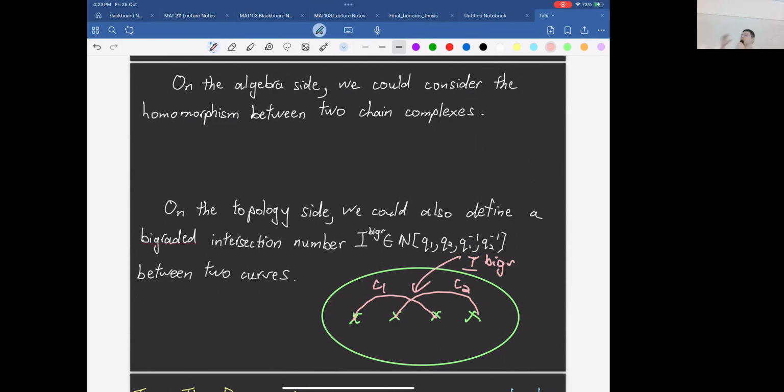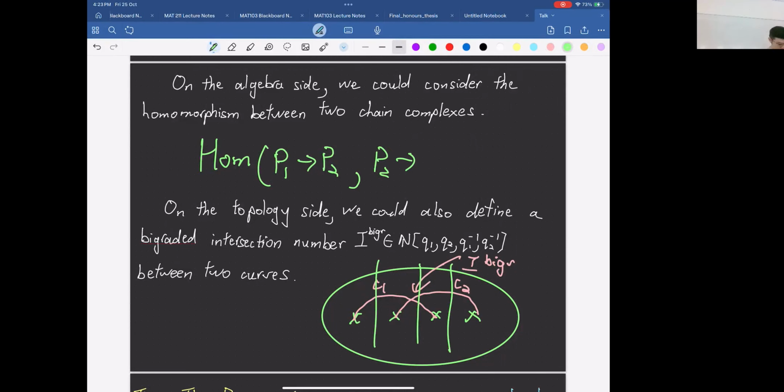But when we consider an infinite cyclic cover of this space, we can break this intersection. And on the other side, corresponding to this picture, we can also consider the Hom space between, let's say, P1 to P2, and in this case we have P2 to P3. So consider what the Hom space of this is. It should be a Z module also. It should be a Z.